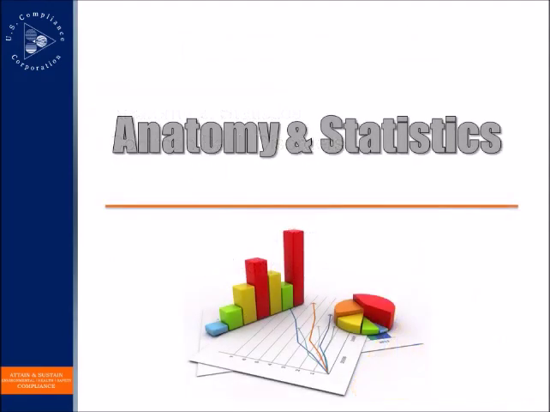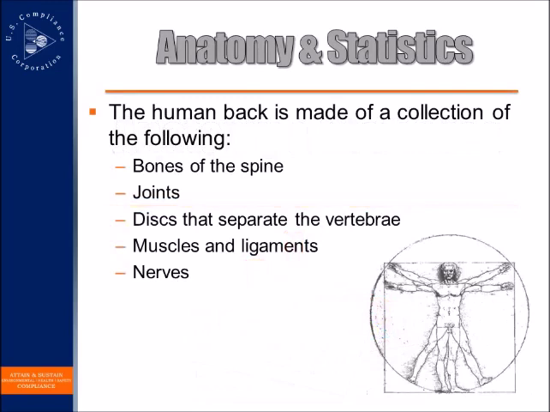Let's get started with anatomy and statistics. When discussing the anatomy of the back, it's important that you understand that the human back is made up of several key parts. We have bones, joints, discs, muscles, ligaments, and nerves. And you'll see some images as we work our way through this presentation that highlight these areas of your back.